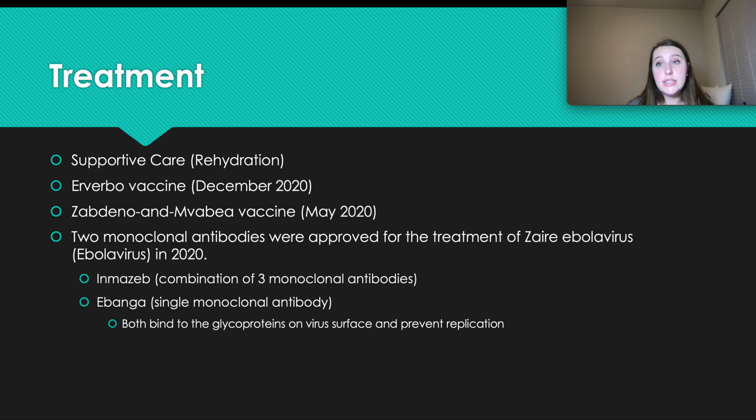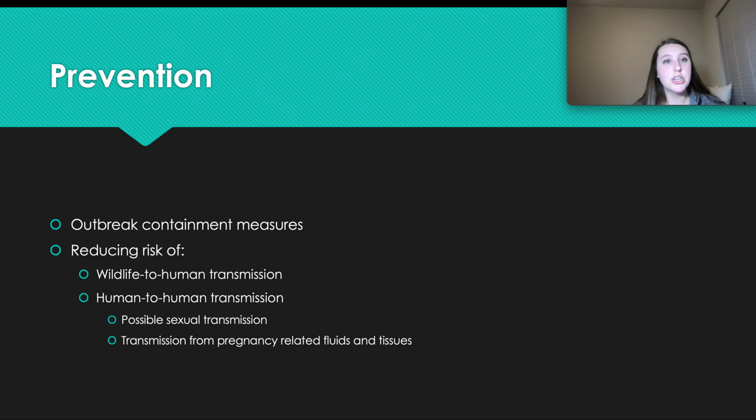And as far as treatment goes, the simplest treatment is supportive care, and this is before the vaccine and monoclonal antibodies existed, which simply targeted rehydration through fluids and treating the nausea, the vomiting, the diarrhea. But in 2020, there were 2 vaccines that were approved, the Ervebo vaccine and the Zabdeno and Mvabea vaccine. And also in 2020, 2 monoclonal antibody treatments were approved for the treatment of the Zaire Ebola virus: Inmazeb, which is a combination of 3 monoclonal antibodies, and Ebanga, which is a single monoclonal antibody. Both of these bind to the glycoproteins on the virus surface and prevent replication.